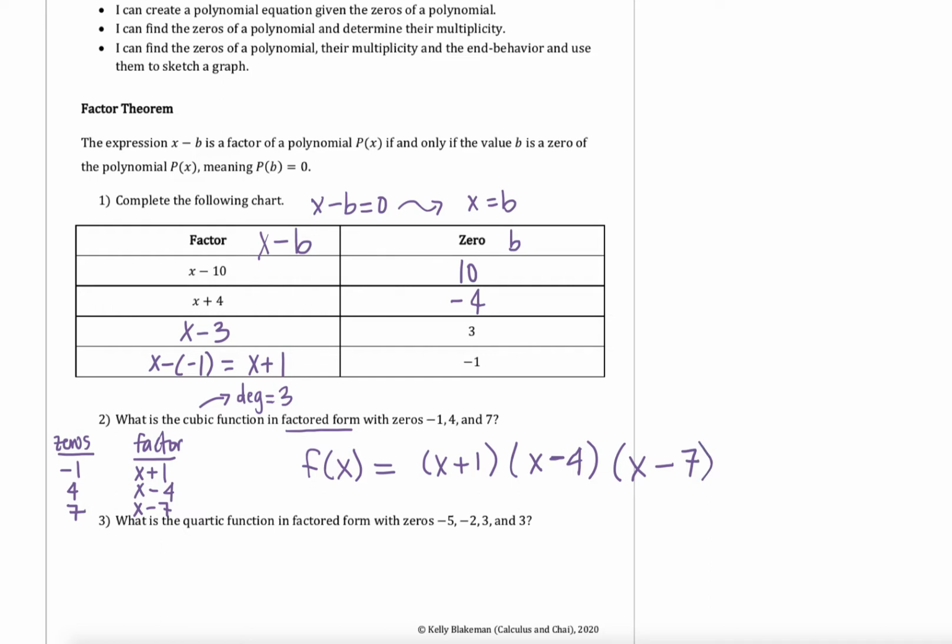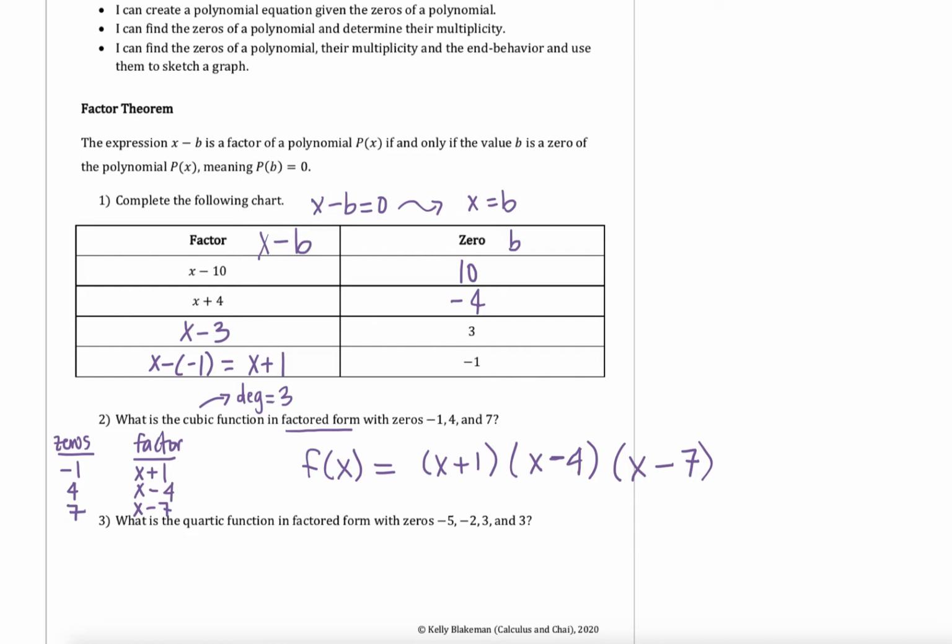One, I absolutely need to have each one of these factors in parentheses because I'm multiplying these all together. Now there is no need to FOIL this out because the problem asks for it to be in factored form, so in fact I want to leave it as x plus 1 times x minus 4 times x minus 7. If we were asked to put it into standard form, then I'd have to start FOILing it out, and I'd FOIL 2 out at a time and then FOIL the third one into that.